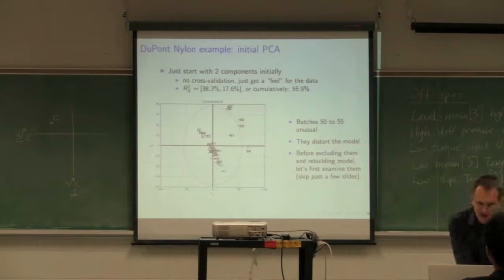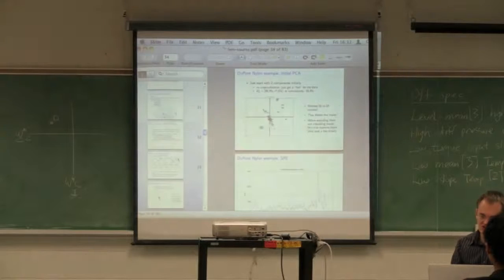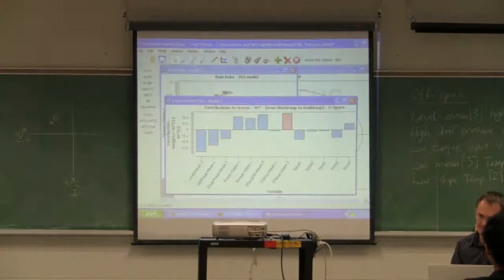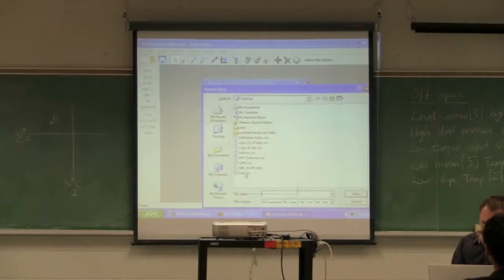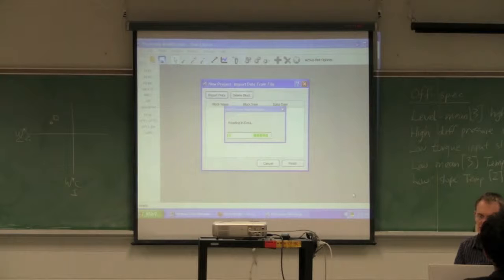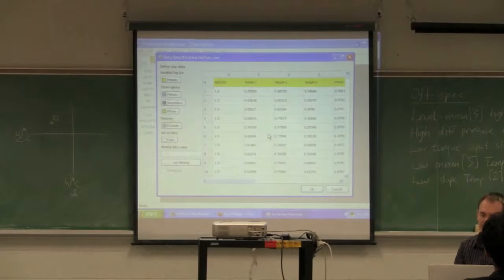Okay, so in the software, if you did have it and you were following along, you would get a score plot that looks something like this. I'll just show you what it looks like here. I did upload the CSV file to the website, so if you happen to uninstall the software or have a second computer available to run the 30-day trial, you can replicate these results. So you go to dupont.csv and open that. And you would say that this is batch data this time, rather than model data.